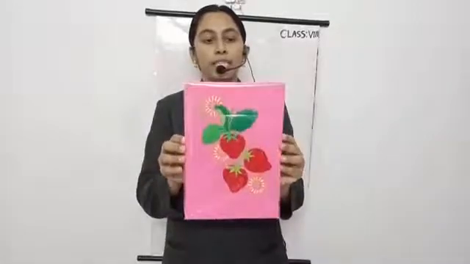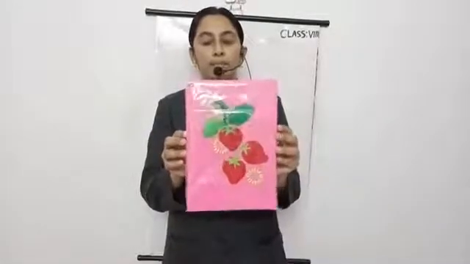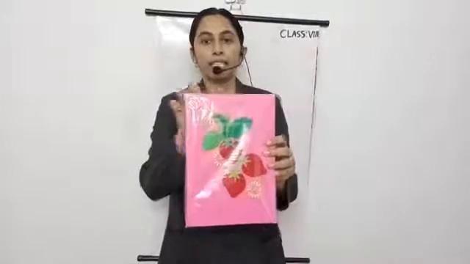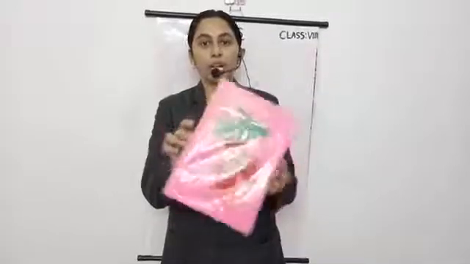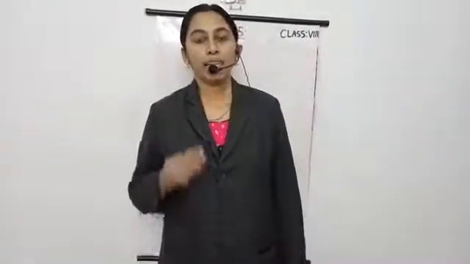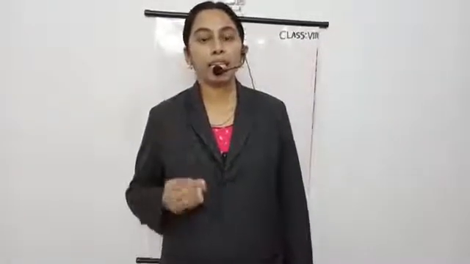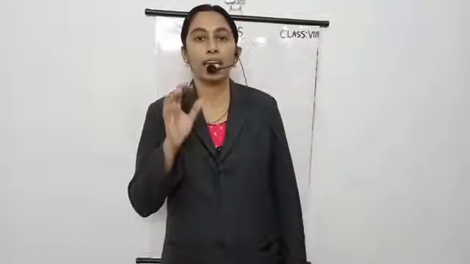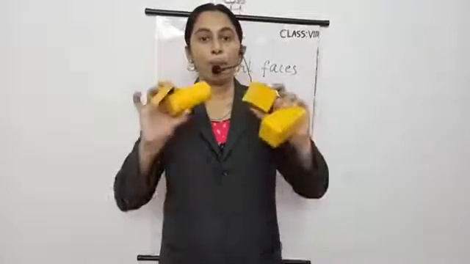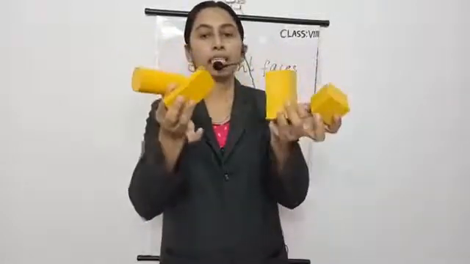Now, this is a two-dimensional figure. Why? It has the length and breadth only. This is a two-dimensional shape. Then what is meant by three-dimensional? Three-dimensional means it has length, breadth and height. For example, shapes like these are three-dimensional shapes.